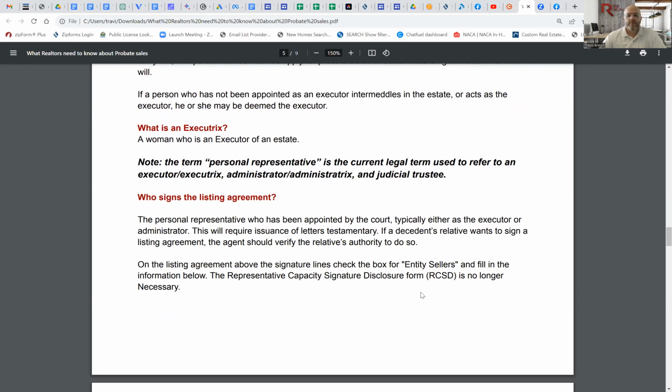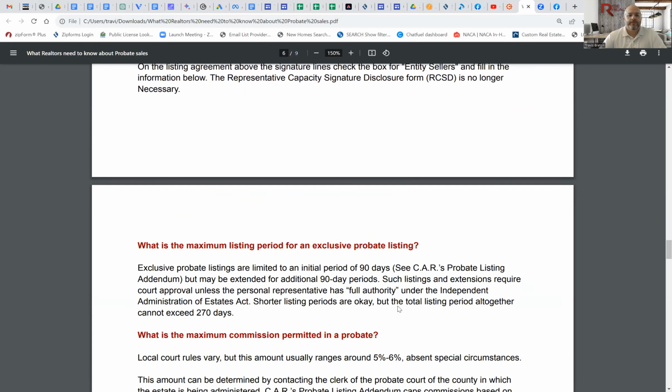On the listing agreement above the signature lines, check the box for entity sellers. We just went over this part.